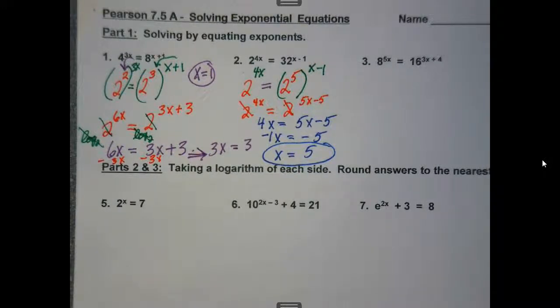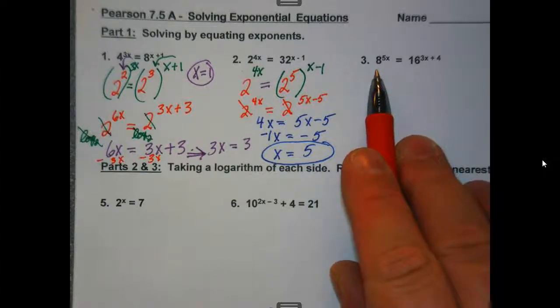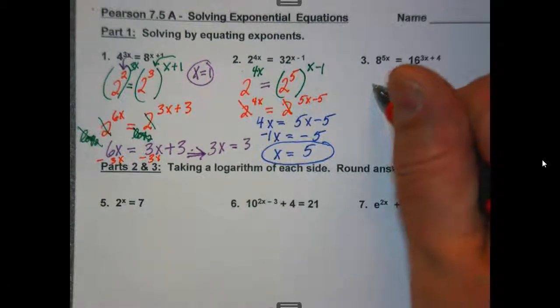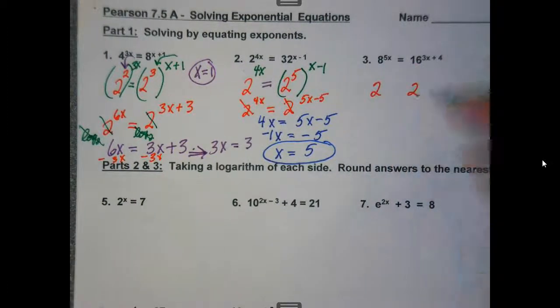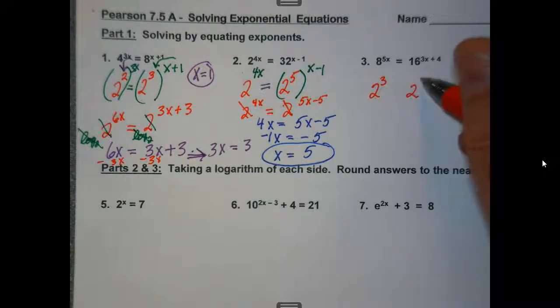How about number 3? What's going to be my common base here, my lowest? 4 times what? I'm going to multiply 4 how many times to get 8? So 4 times 4 is 16. How do I get 8? I use 2. Okay, 2 how many times is going to give me 8? 2 how many times is going to give me 16?